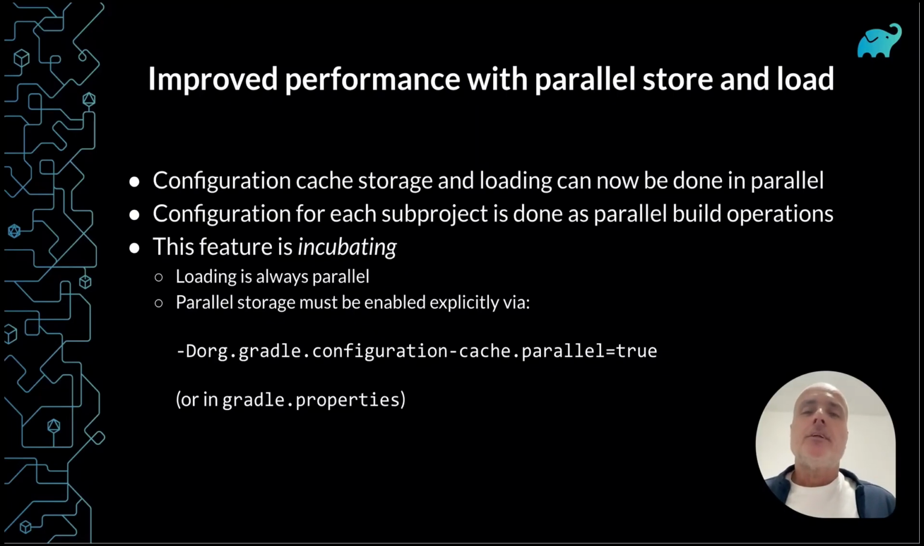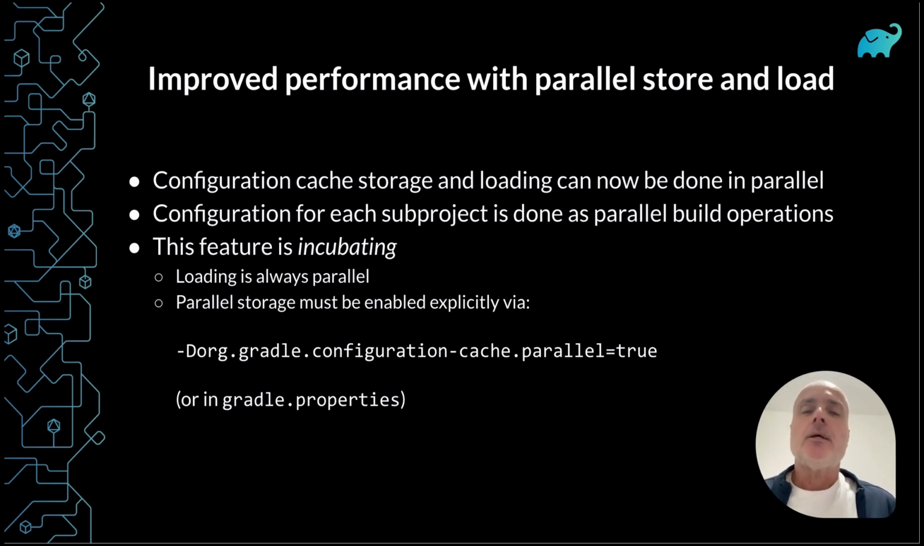Before this release, the configuration cache would always be stored and loaded using a single thread. Often, on a cache miss, much of the work that happens while storing a new configuration cache entry goes into resolving and fetching dependencies. Using a single thread, that may lead to very long store times.